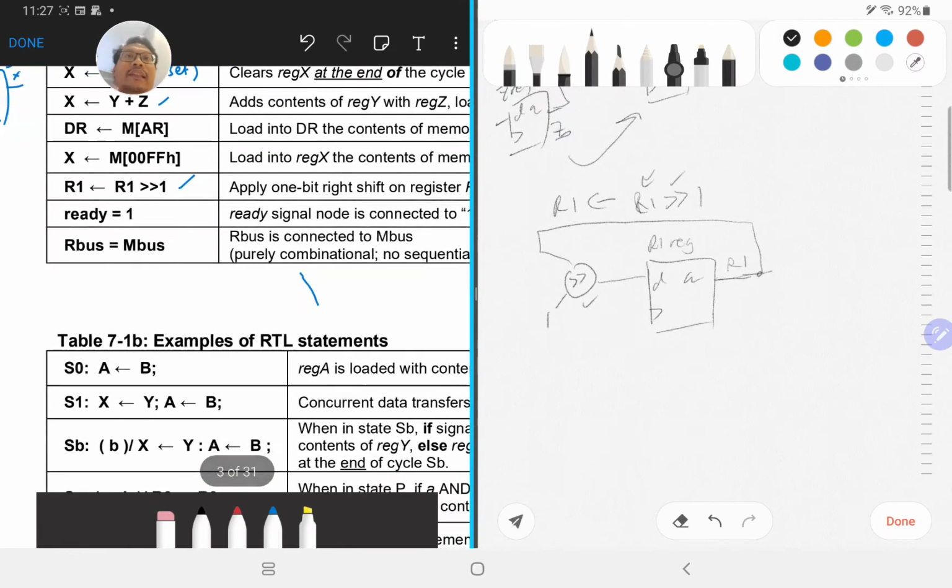Other than that, you can also have this inside the RTL: ready equals 1. This one is actually coming from your control signal. We'll see more examples later. And then this is setting the bus also. We're going to see more later.